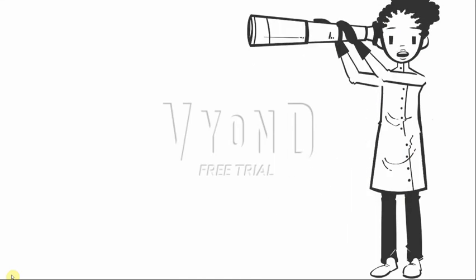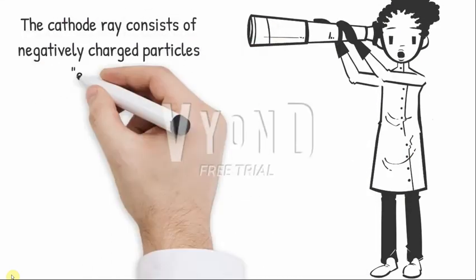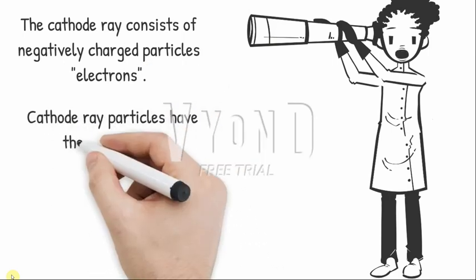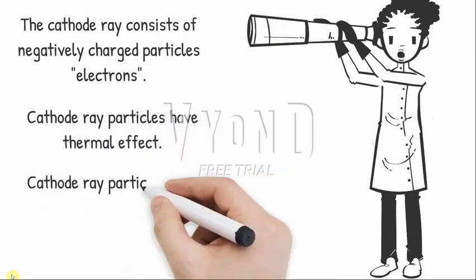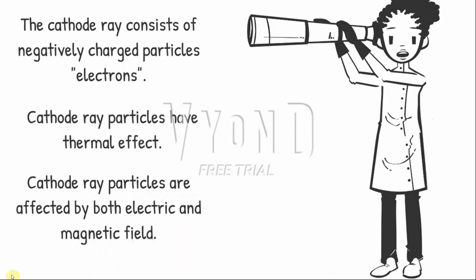Now let's summarize Thomson's conclusions. The cathode ray consists of negatively charged particles, which he called electrons. Cathode ray particles have thermal effect, and cathode ray particles are affected by both magnetic and electric fields. They are deflected by both these fields.